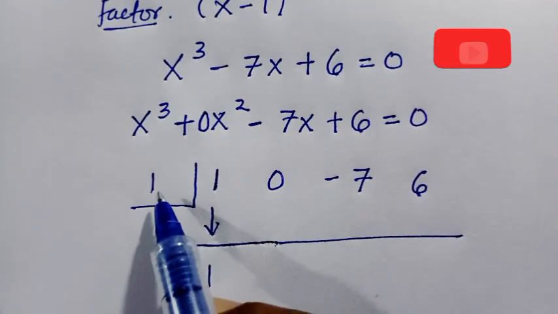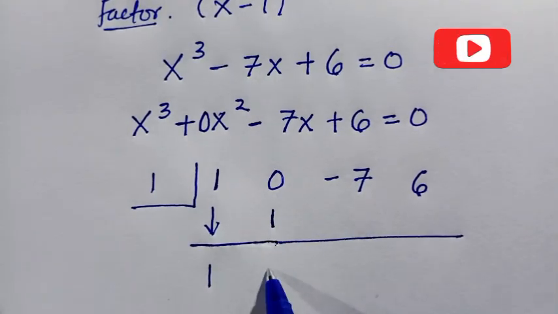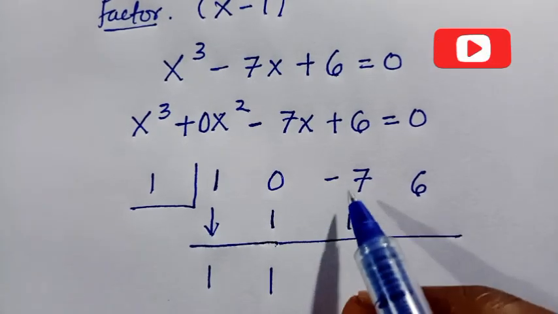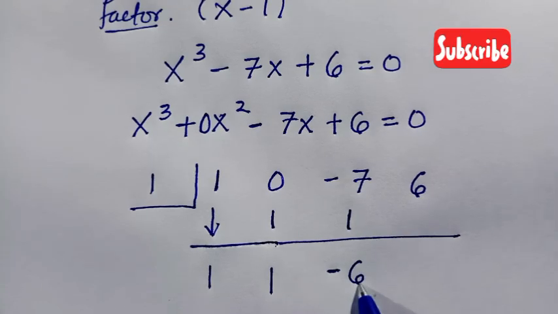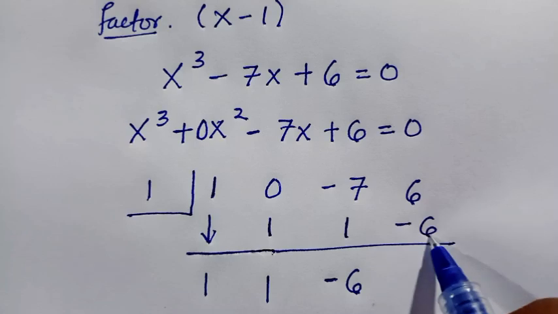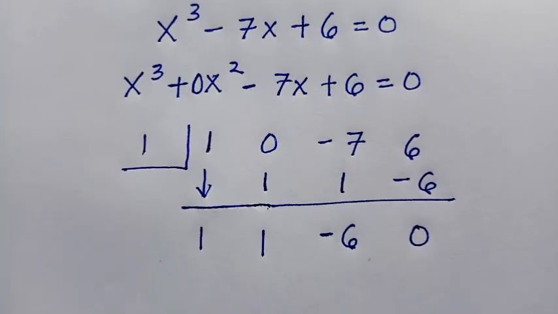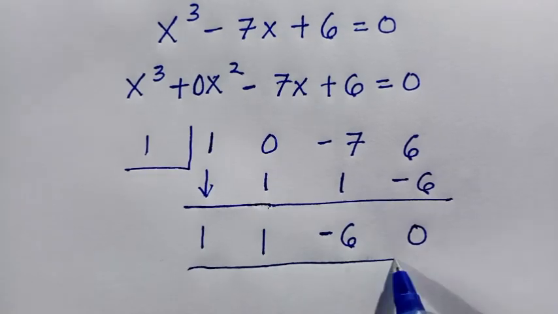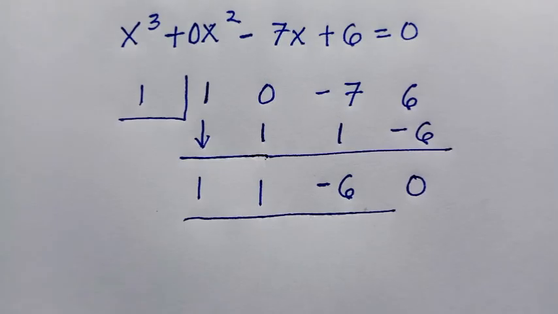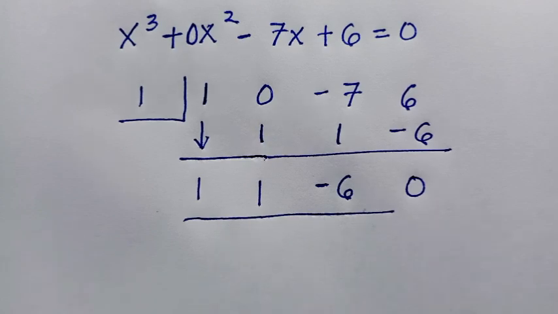Then the next step, we have 1 multiplied by 1, that is 1. When we add 0 plus 1, we get 1. Also 1 multiplied by 1 is 1, and minus 7 plus 1 gives us minus 6. Then 1 multiplied by minus 6 gives us minus 6, and 6 minus 6 equals 0. So we have gotten the other coefficients, which are 1, 1, and minus 6, which shows it is a quadratic.